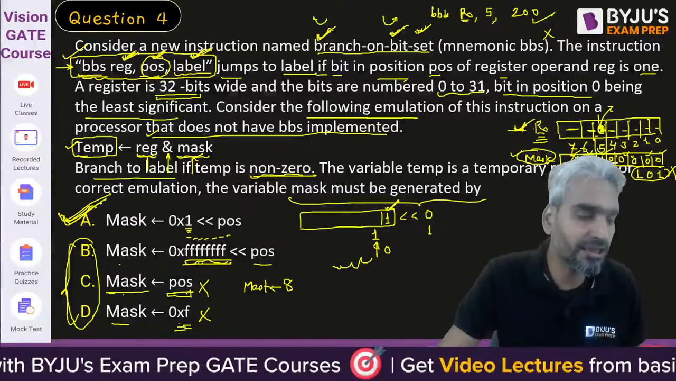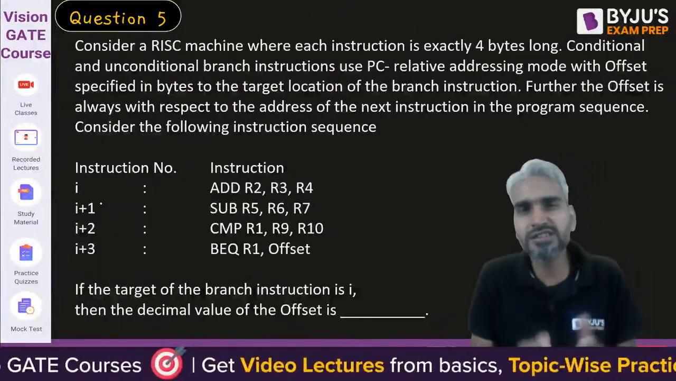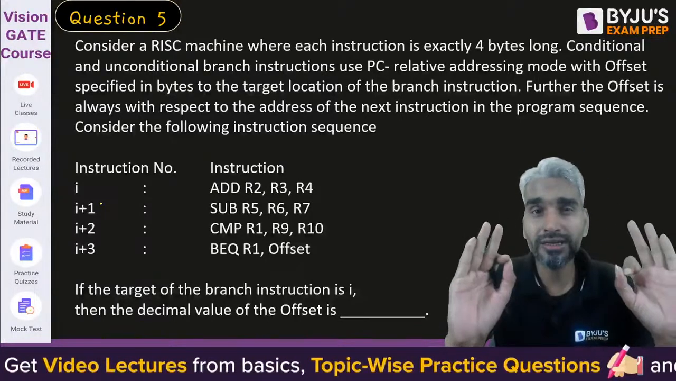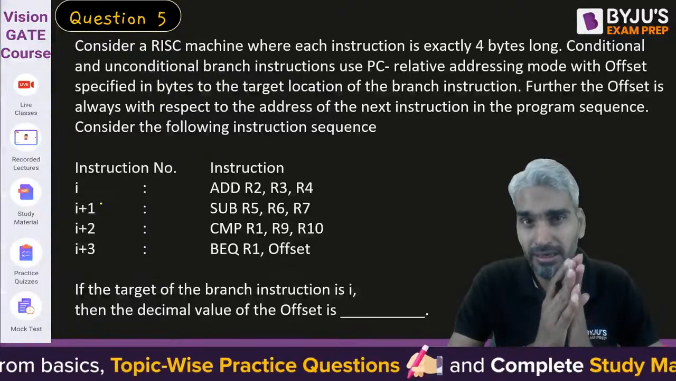The only thing that is correct is option A. Now, the last question, which is related to PC relative addressing mode, is very easy, but you just need to understand that in PC relative addressing mode, there are some silly mistakes which can be committed by students.